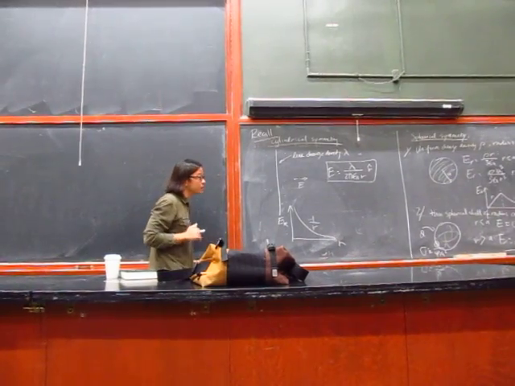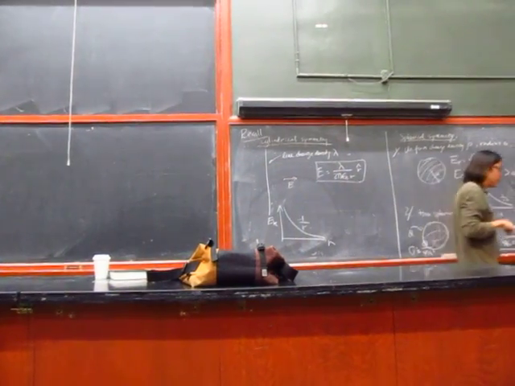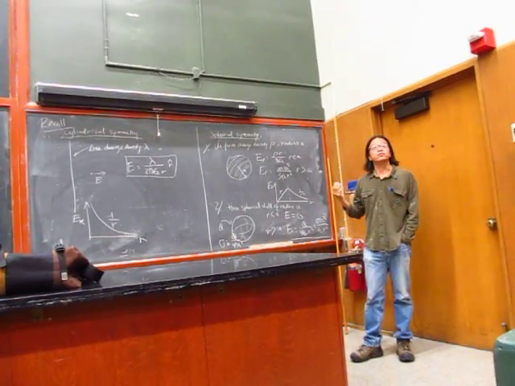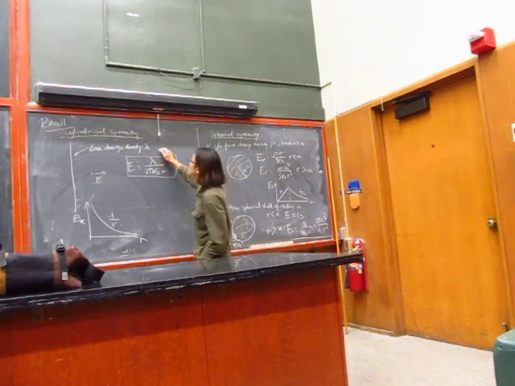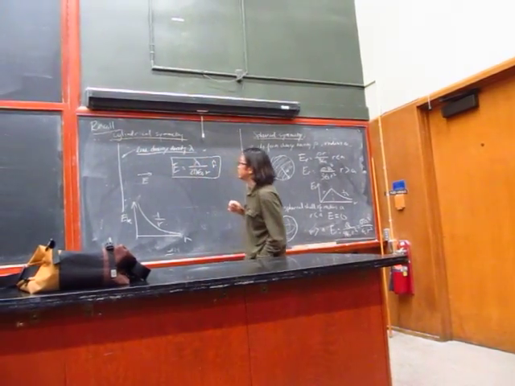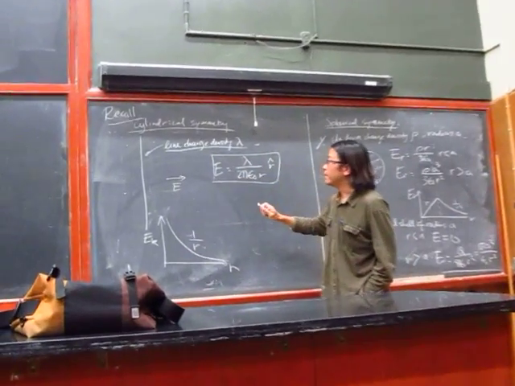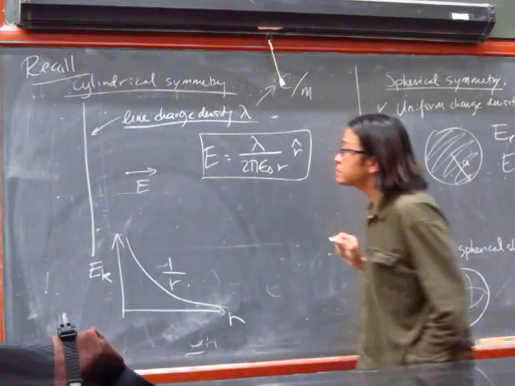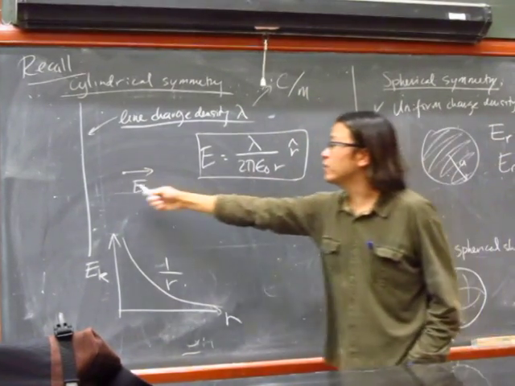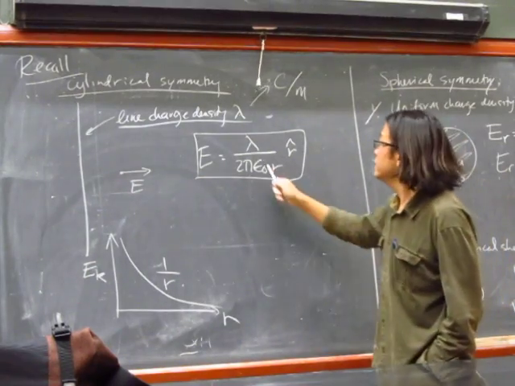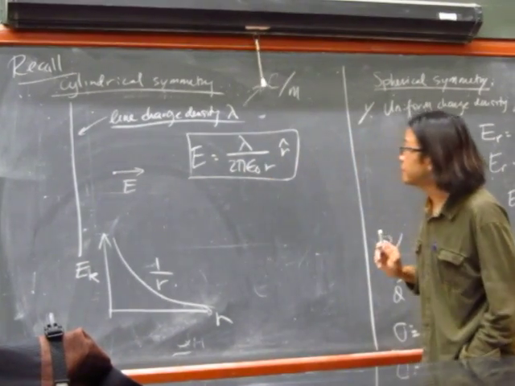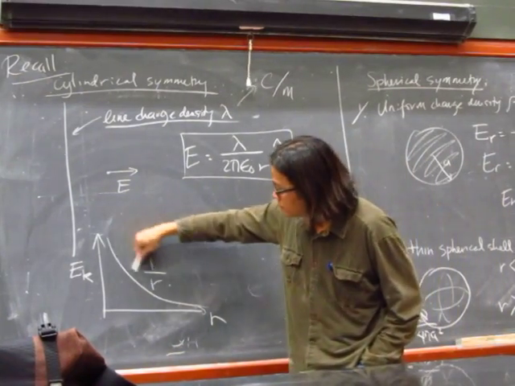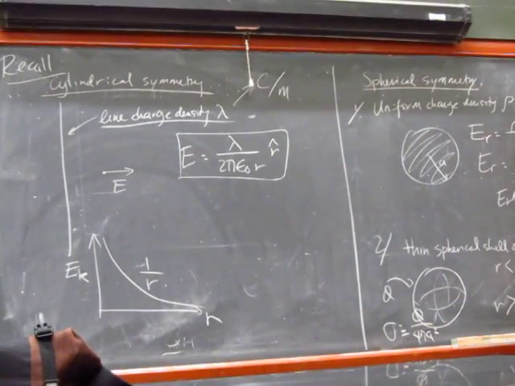Gauss's law is very useful and powerful for deriving the electric field for things with symmetry. With cylindrical symmetry, we found that if we have a line charge density lambda, in coulomb per meter, then the electric field anywhere is only radial, and it's given by lambda over 2 pi epsilon naught r. So the field decreases as 1 over r.